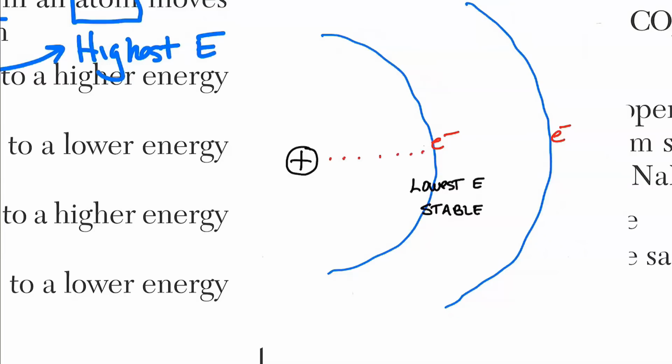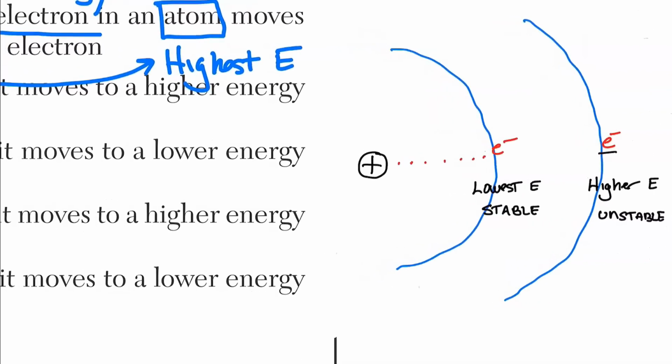Now, electrons that are farther away from the nucleus, like this electron here, we're going to say have higher energy, and we say that's unstable. If you've got high energy, that normally means that you're going to do something with that energy. And so electrons that are farther away are unstable.